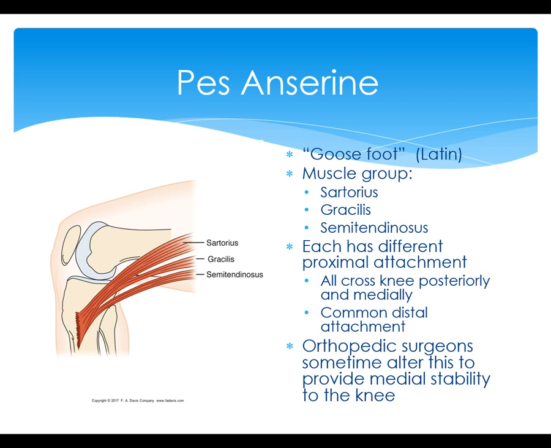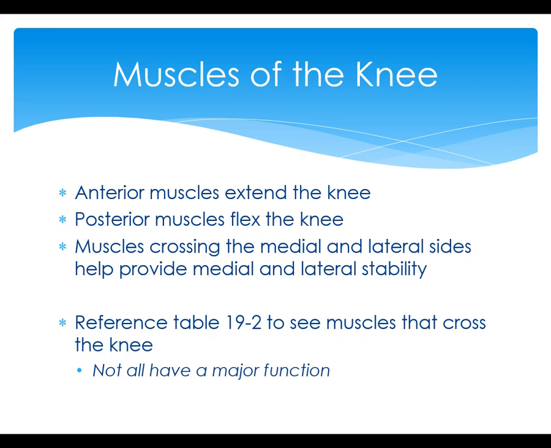So anterior muscles of the knee extend the knee, posterior muscles of the knee flex the knee. Muscles crossing the medial and lateral sides help provide medial and lateral stability. So if you look in your books at table 19-2, you can tell the muscles that cross the knee, and not all of those have a major function. So again, we'll talk about the muscles in the knee joint.